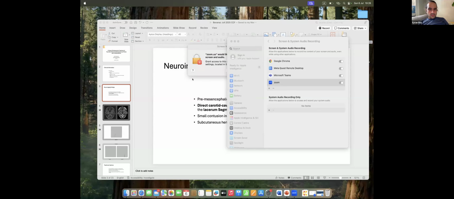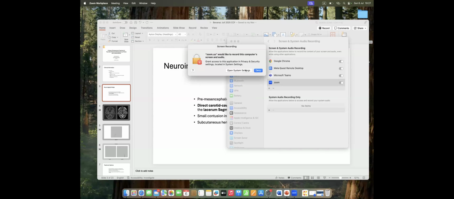Can you see my screen? No. Now something, yes. We see the whole desktop.